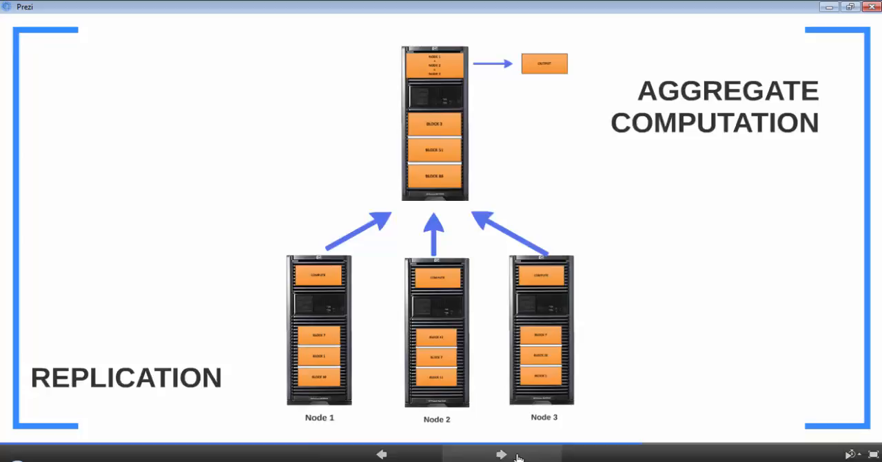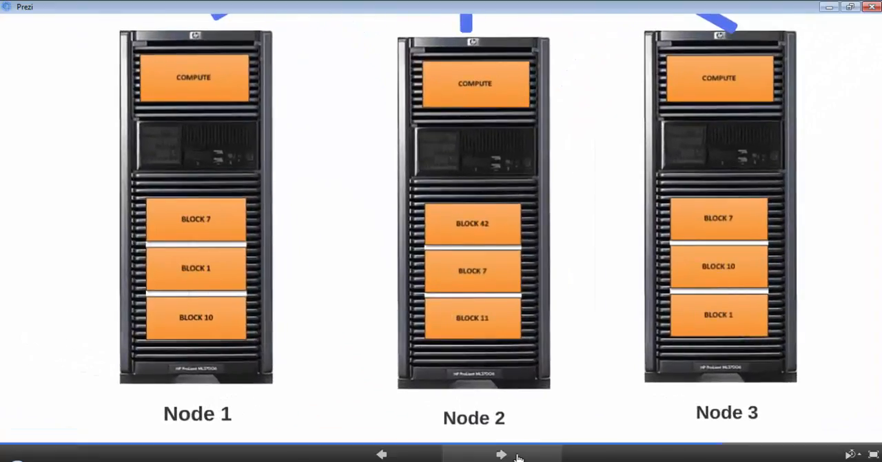So let's do this. Why don't we copy each block of data to 2 more nodes? In other words, we can replicate the block in 2 more nodes. So in total, we have 3 copies of each block. Take a look at this. Node 1 has blocks 1, 7, and 10. Node 2 has blocks 7, 11, and 42. Node 3 has blocks 1, 7, and 10.